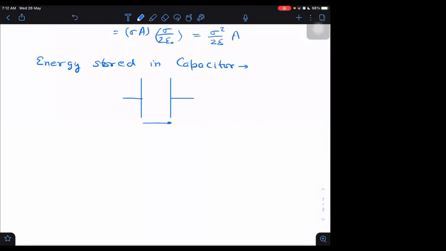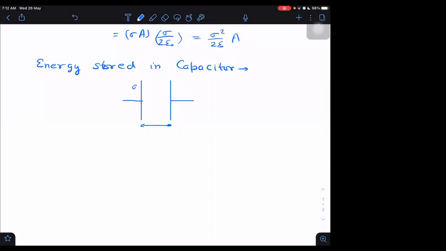Let us say at any instant of time the plates have charge small q and minus q, and we are bringing charge slowly from the minus q plate to the positive q plate. What work do we have to do? If you are bringing charge slowly from the negative to the positive side, then the work that we have to do will be dq into V. You know that work done is equal to charge into potential difference.